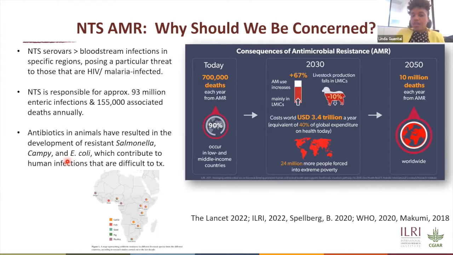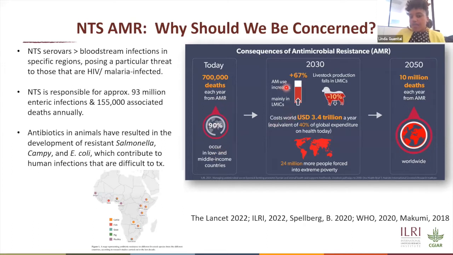WHO showed that the increase in antibiotic use in animals has resulted in the development of resistant Salmonella, Campylobacter, and E. coli, which contribute to human infections that are actually difficult to treat. AMR is a major concern, especially in low and middle income countries, because 90% of the 700,000 deaths that occur each year from AMR occur in low and middle income countries.